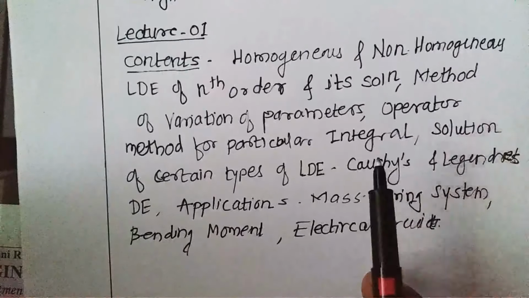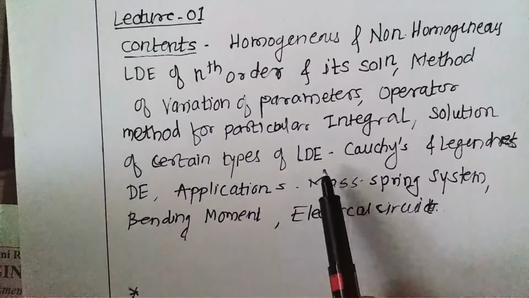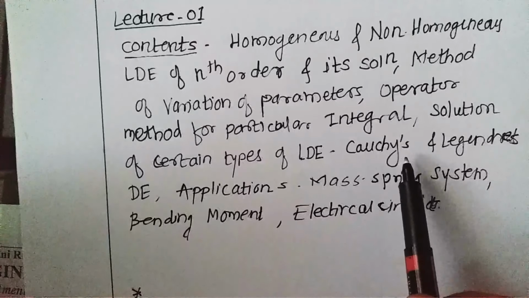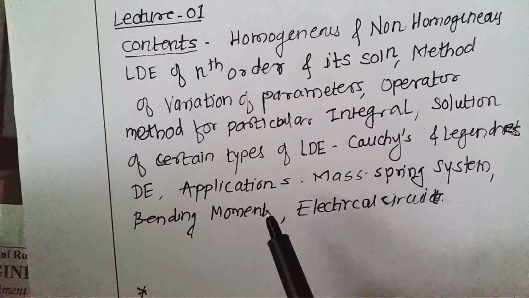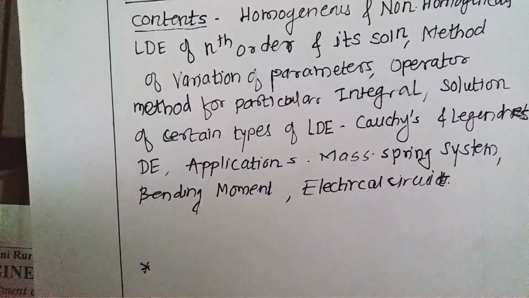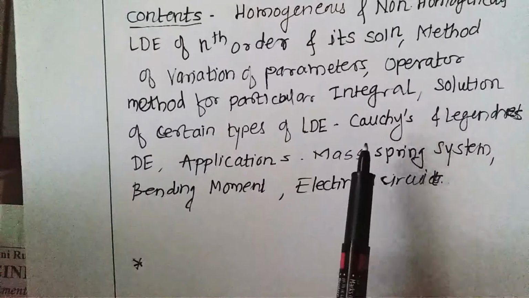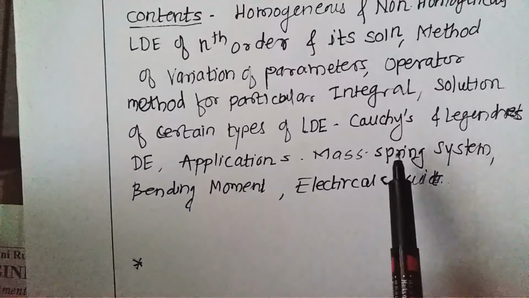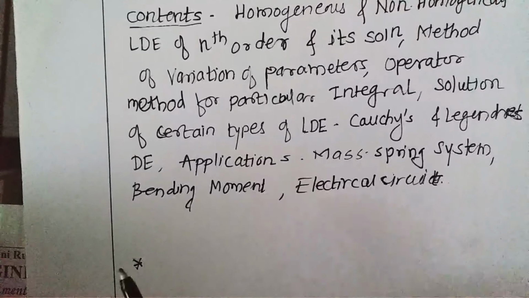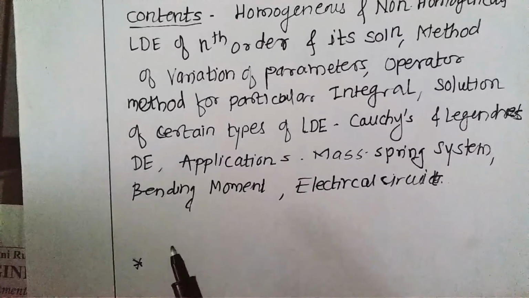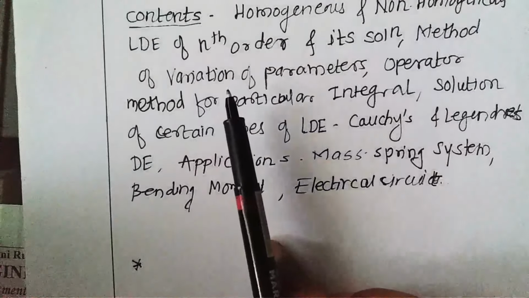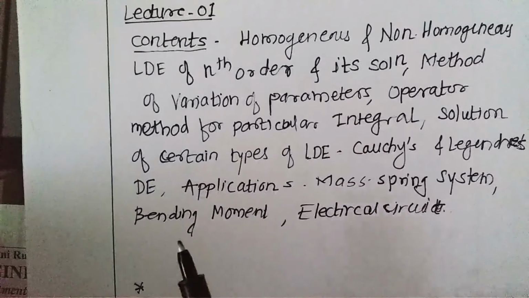Then solution of certain types of linear differential equations called Cauchy's differential equation and Legendre's differential equation. So these are two special types of linear differential equations with variable coefficients. Here in these differential equations, the coefficients of the derivatives are variable, okay? So there are these special types, Cauchy and Legendre. We first convert them to our normal linear differential equation with constant coefficients, and then we solve them using the methods which we have used to solve linear differential equations of nth order with constant coefficients.